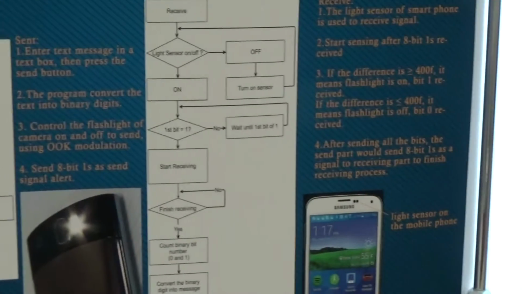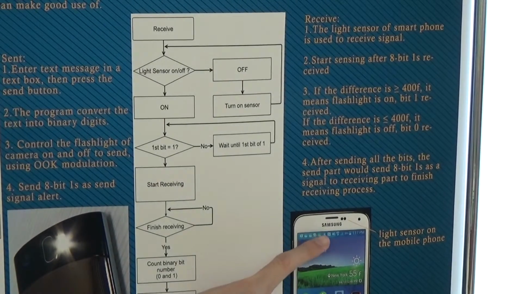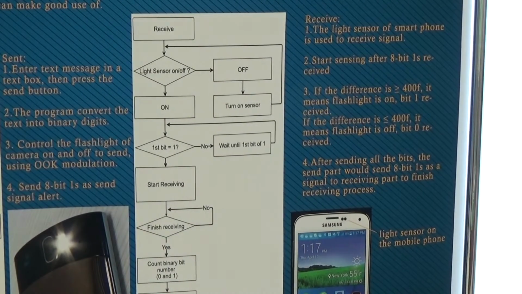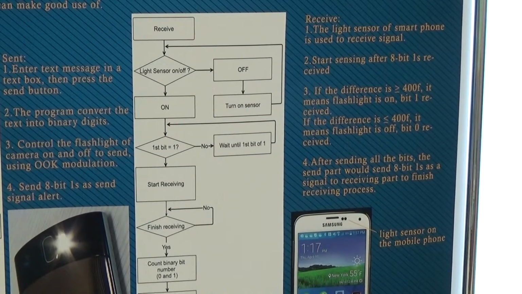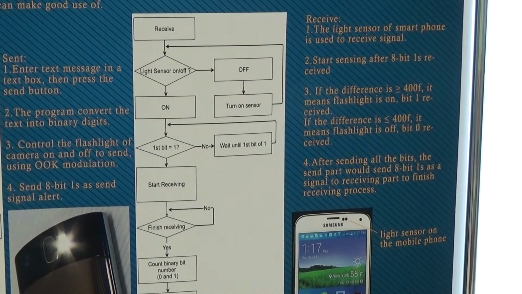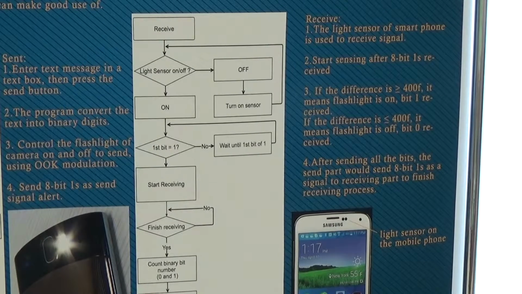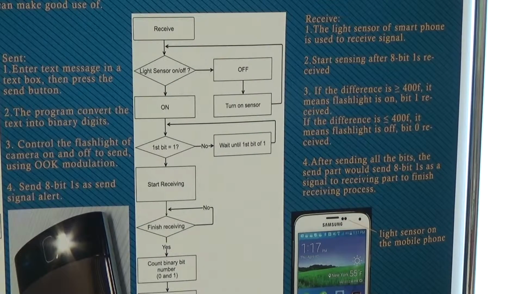In the receive part, we use the light sensor to detect whether there is any significant light difference. The first 8 bits should be 1 as a signal to tell the receiver it's time to receive the message. First of all, the sender will send 8 bits of 1 out, so when the first 8 bits of 1 are received, it will start to receive data. Then at the end, 8 bits of 1 will be sent again as a signal. This time the receiver will count the number of 0s and 1s, and then finally convert all the 0s and 1s back to the text. And this is the algorithm of the send and receive part.